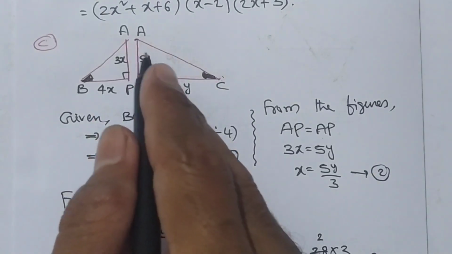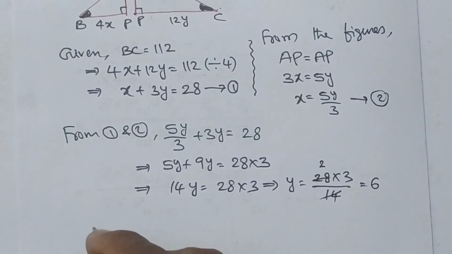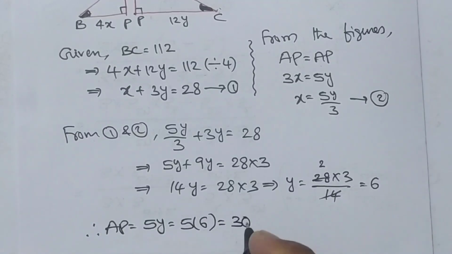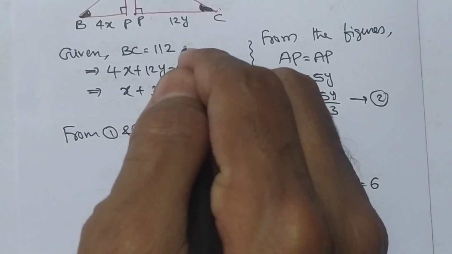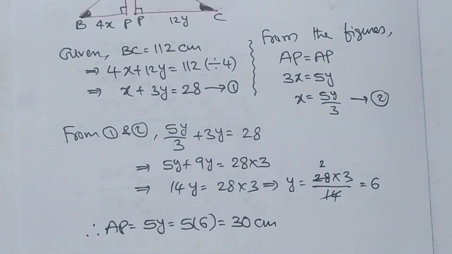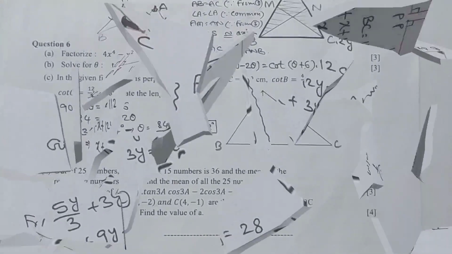AP in terms of y is 5y. Clear? Now let us find it. This is the last step, of course. AP is 5 times y. 5 times y, y is already 6, so it is 30. Since in the question it is given BC as 112 centimeter, this will be 30 centimeter. So finally AP is 30 centimeter. With this sixth problem, C bit also gets completed.